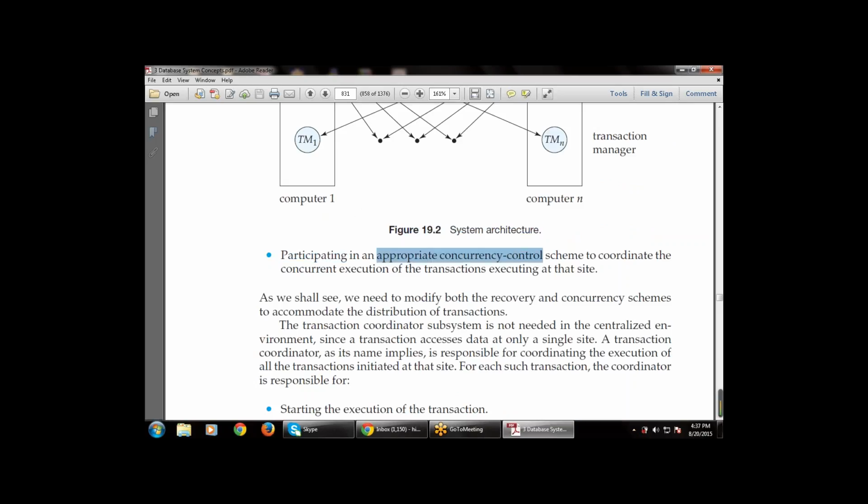Then participating in the appropriate concurrency control is also helpful in increasing the concurrent execution of the transactions executing at that site. The transaction coordinator subsystem is not needed in the centralized environment since a transaction accesses data at only a single site. That is, the data is available at only a single site, so the transaction coordinator subsystem is not required in the centralized environment.